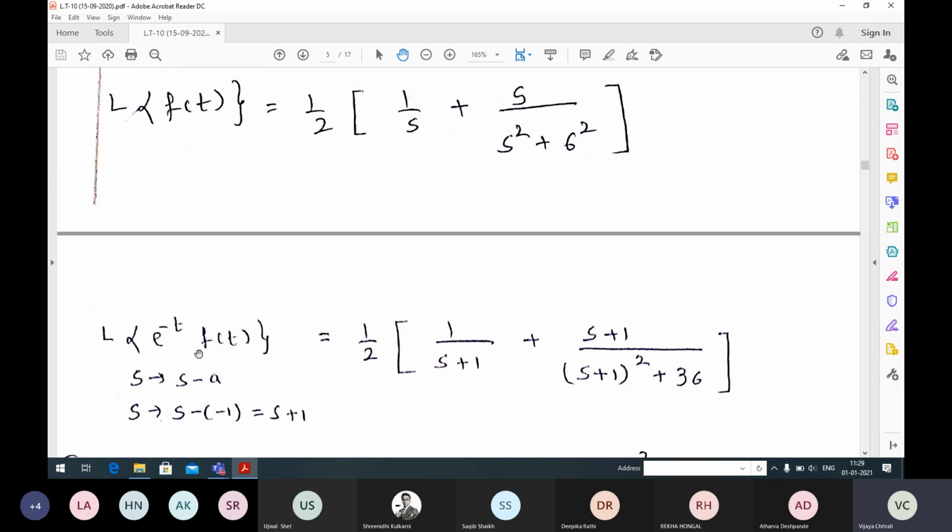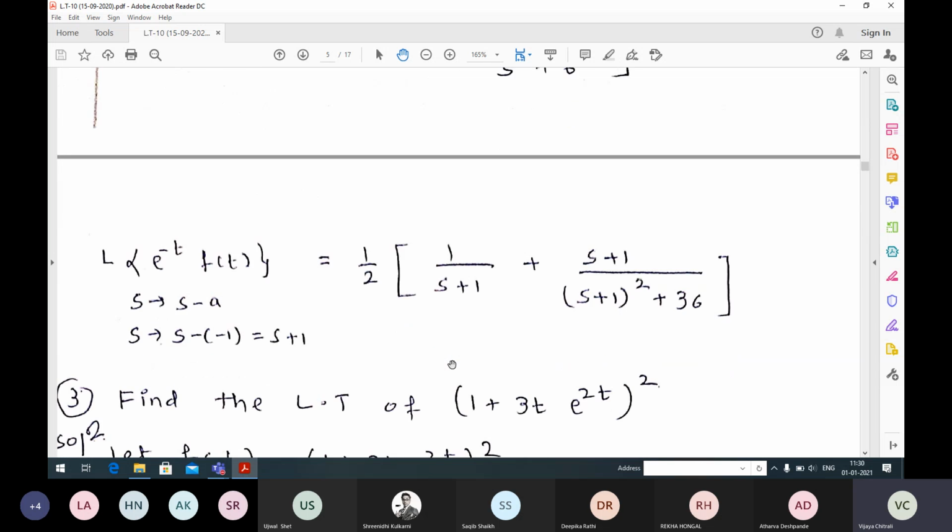to minus t into cos square 3t. So cos square 3t is nothing but f of t. We have taken cos square 3t as f of t, right? A function f of t is multiplied by e raised to at. Change s to s minus a. So a is minus 1. Change s to s plus 1. So we will get the required answer.